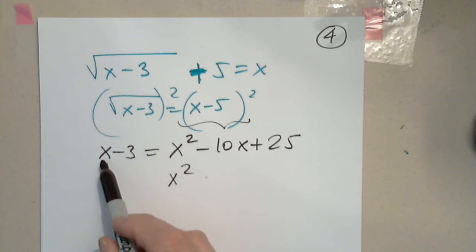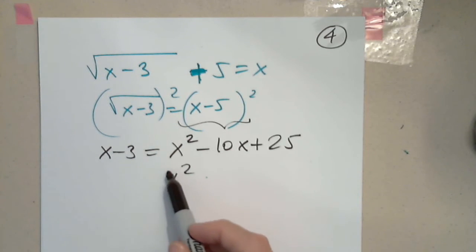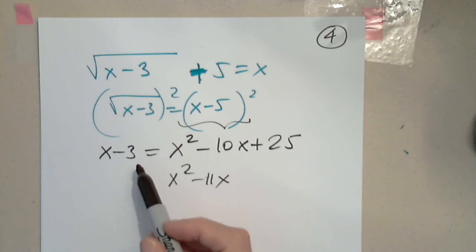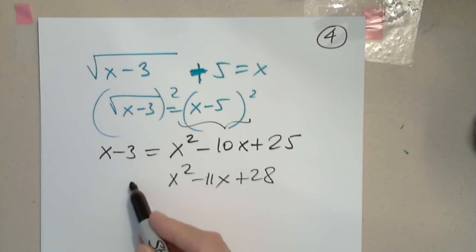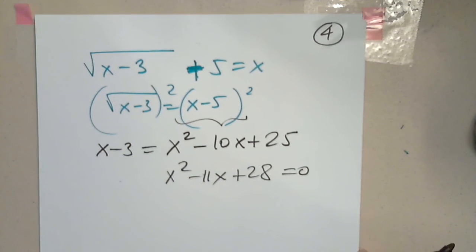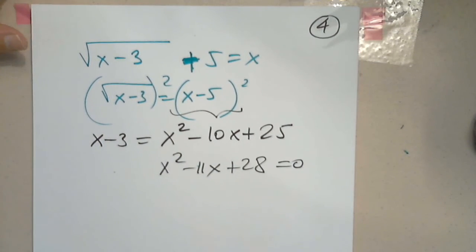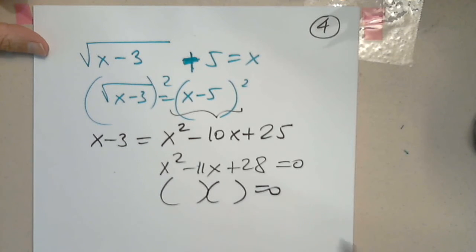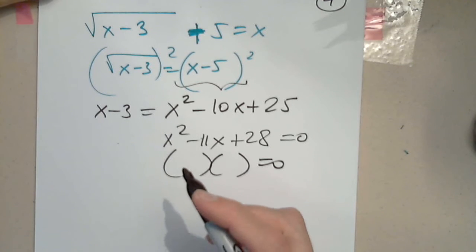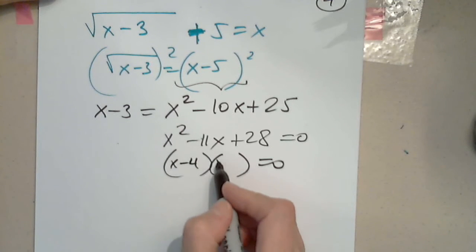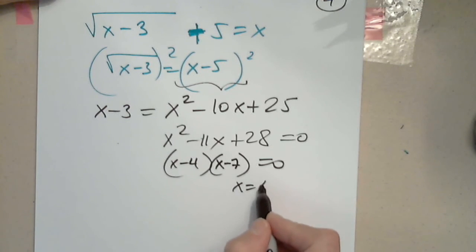So this is x squared. I have to subtract x, and I have to add 3. It doesn't matter if you put 0 here or you put it here. So, of course, try to factor. If it takes too long, just use the quadratic formula. So it happens that this is x minus 4 and x minus 7, so we get x equals 4 and x equals 7.